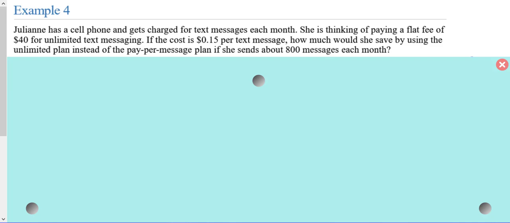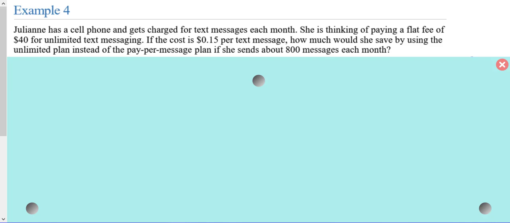Julianne has a cell phone and gets charged for text messages each month. She's thinking of paying a flat fee of $40 for unlimited text messaging. If the cost is 15 cents per text message, how much would she save by using the unlimited plan instead of the pay per message plan if she sends about 800 messages each month?